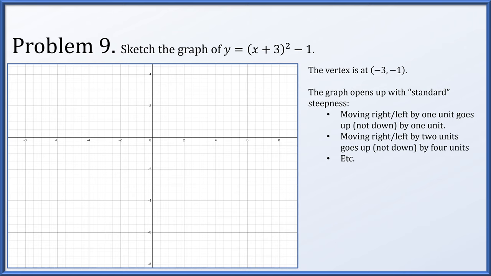The leading coefficient is 1. That's our standard parabola. If I go right or left by 1 unit, it goes up 1. If I go right or left by 2 units, it goes up or down by 4 units, 2 squared. We happen to know that our leading coefficient will be positive 1, so it opens up. So here's our vertex at negative 3, negative 1. If I were to move right 1, it would go up 1. If I was to move right or left 2, it would go up 4. And we can just sort of join these together to get our parabola.